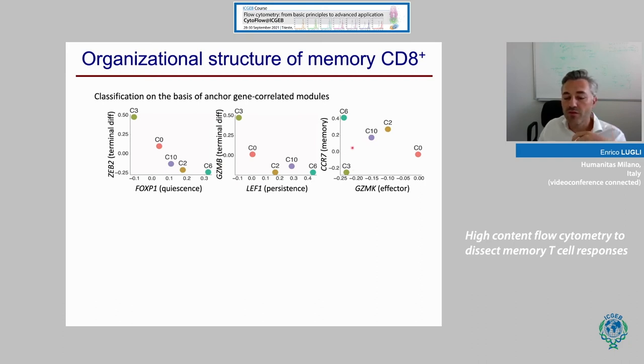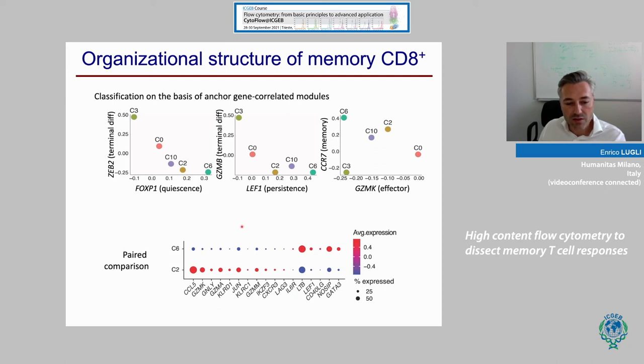It's a bit more complicated if we do other pairwise relationships, such as CCR7 versus granzyme K gene sets. But you can see here that C2 and C10 are actually quite similar. They tend to be different from C6. C2 was more abundant than C10, so we compared C2 to C10. From this pairwise comparison, C2 overexpresses effector genes such as CCL5, granzyme K, and granulysin. These are interesting because they can be detected at the protein level, so we can use markers to detect these populations. Instead, the other one tends to express memory genes such as LEF1 or another metabolic gene called NOSIP.